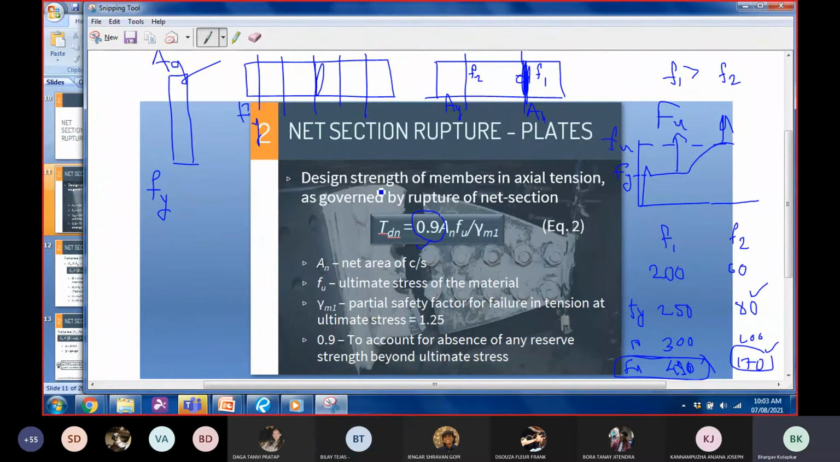That was a very good question, and I think that something that I should have explained in the first place, but because of your question, this explanation came out, and I hope everyone understood why we talk about gross section yielding, and why we talk about rupture in the net section.